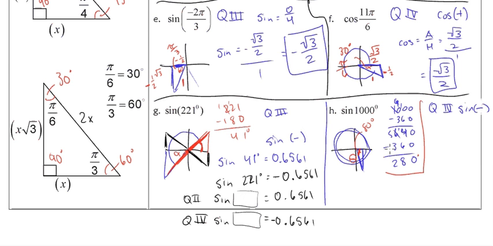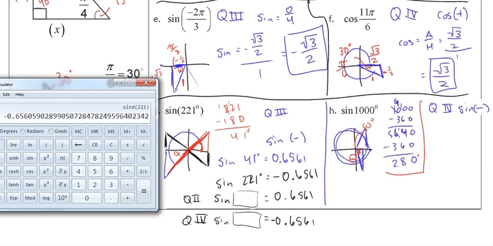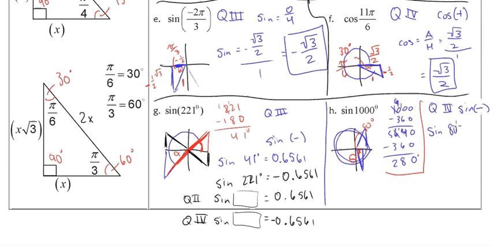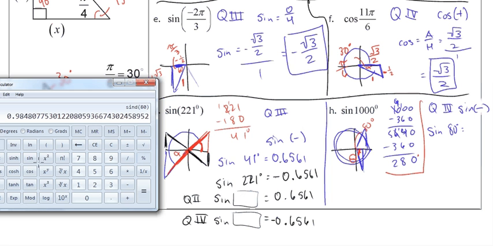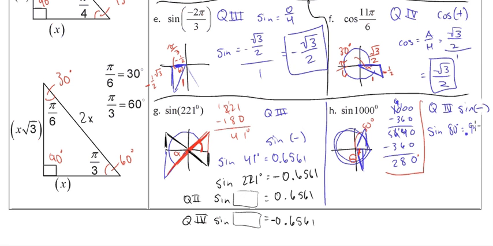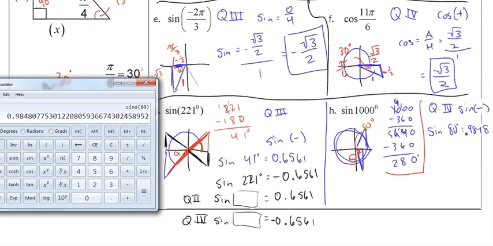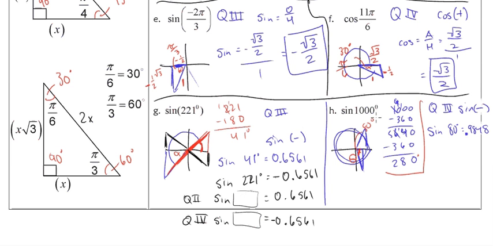All right, and let's find out what it will be. So first off, let's go with positive 80 degrees. If I had sine of 80 degrees, what would that give us? So sine of 80 degrees equals 0.9848. Let me just double check that. 0.9848, yes. Okay, so if it was in the first quadrant, that was sine of 80 degrees.